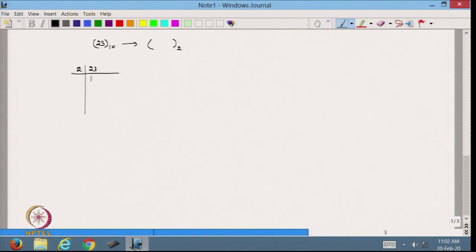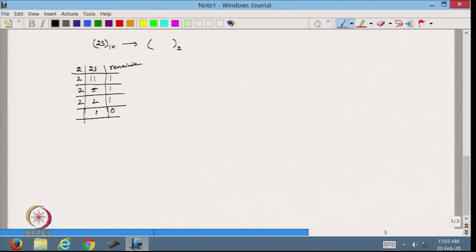So, it will be 11, and the remainder will be 1. Then I will divide 11 by 2, so 5 into 2 and the remainder is 1. Then 5 divided by 2 gives 2, and the remainder is 1. Then I will divide by 2 again. So, 2 divided by 2 gives 1, and the remainder is 0.